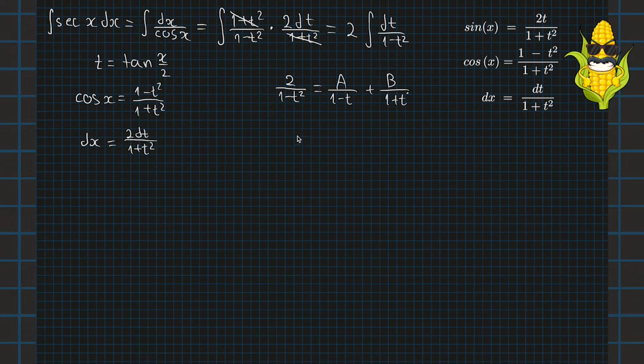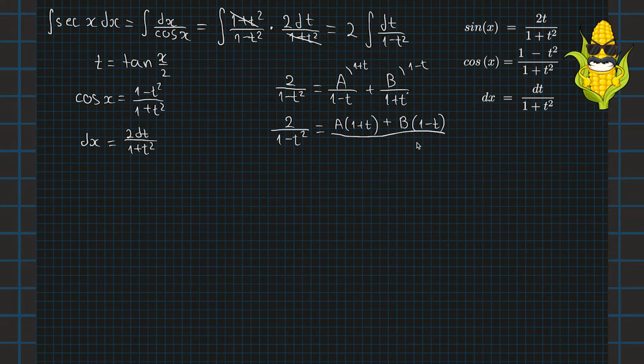So then we can say that right here you would need to multiply the top and the bottom by 1 plus t, and here you'd need to multiply the top and the bottom by 1 minus t. Which means that you have 2 over 1 minus t squared is equal to a times 1 plus t plus b times 1 minus t.